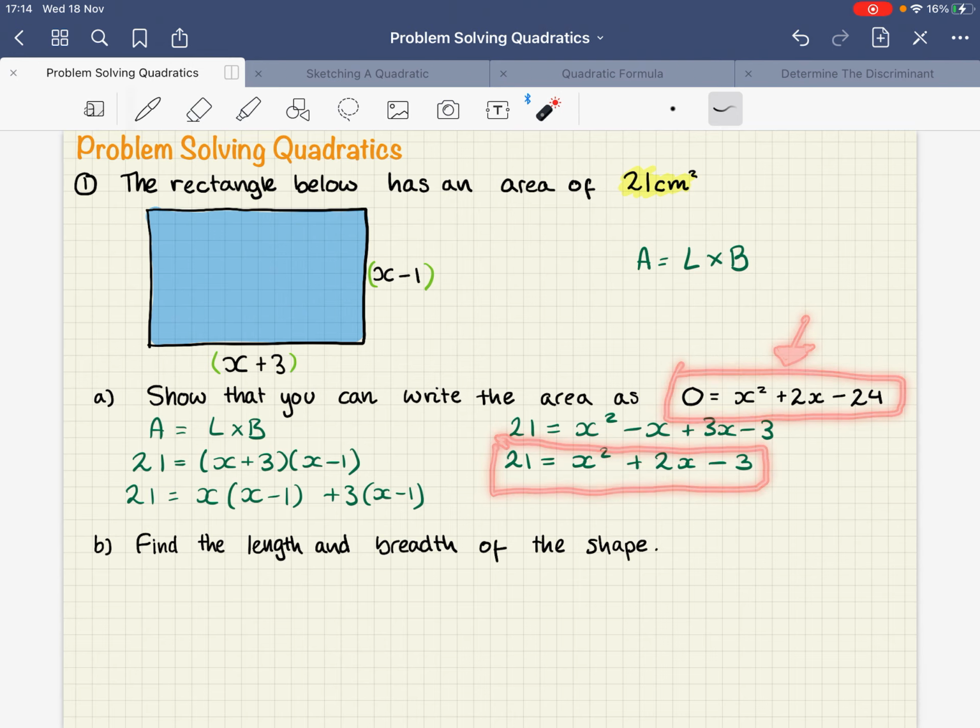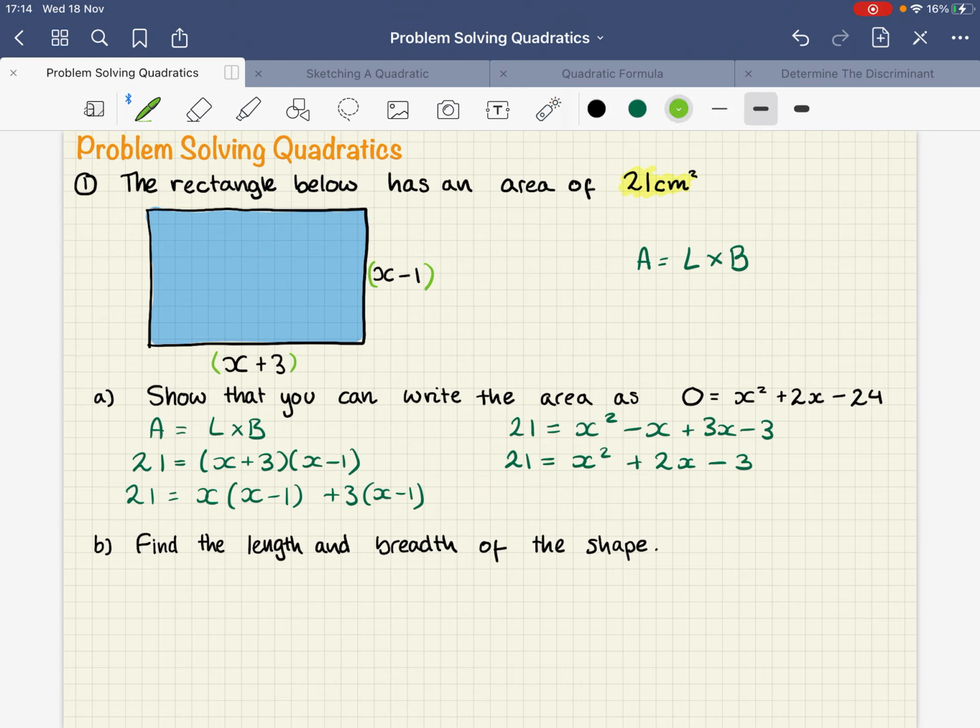The key thing that I can notice is at the start, here I've got a 0, there I've got 21. So I want to get rid of that 21. And to do that, I need to take away 21 on both sides. So I'm going to have a 0 there now. And then minus 3, take away 21, that's going to give me minus 24. And I can see at that point there, I've got exactly what it wants me to show. So that's part A done.